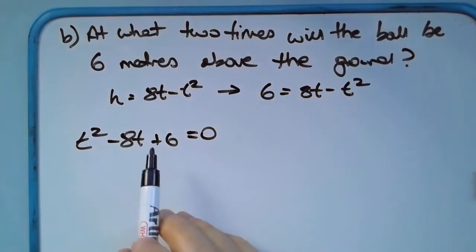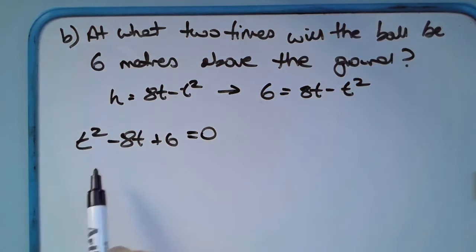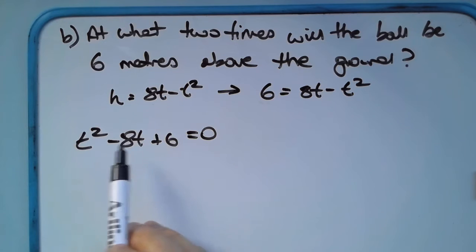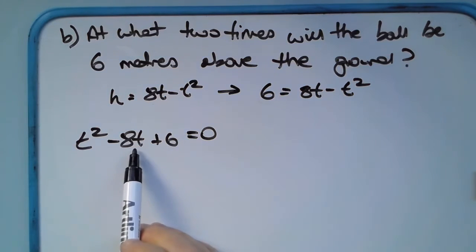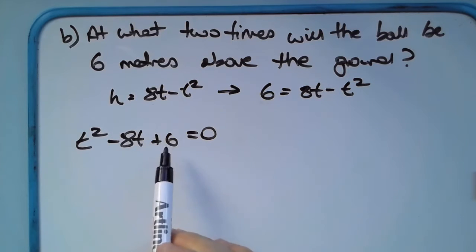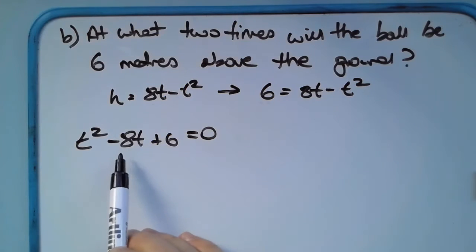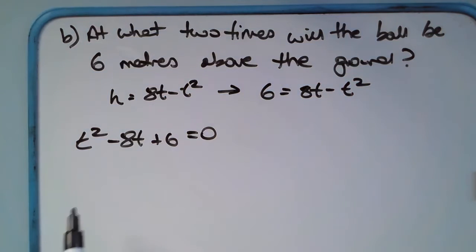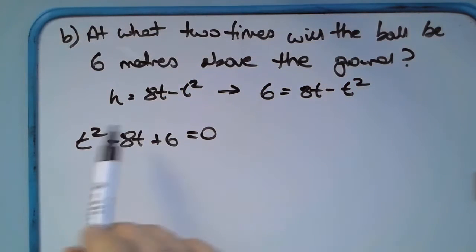Now, finding two numbers that multiply to give positive 6 but add together to give negative 8 is probably going to be difficult. I can't think of any at this point. They've got 3 times 2 and 6 times 1, but none of those will work. The answer is actually going to be a decimal, so we're going to have to use completing the square to solve this quadratic.